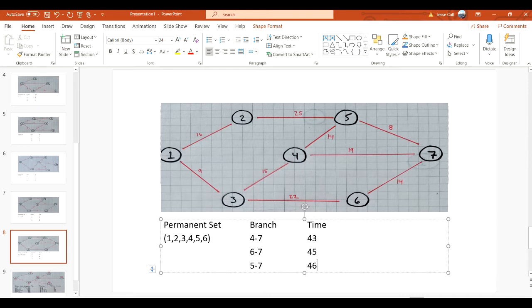Which is the correct answer? 43, 4, 7 is the correct answer. So we highlight that. What we've done is when we eliminate this, we're also going to eliminate 5, 7, and 6, 7. After each step, if it is not chosen, it can be eliminated. So our final map looks like this.